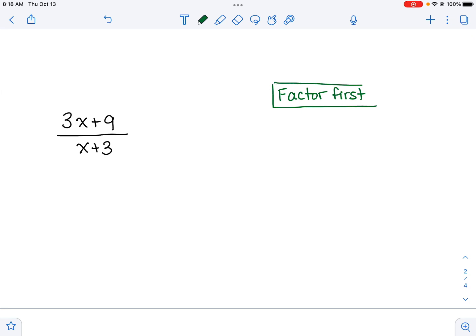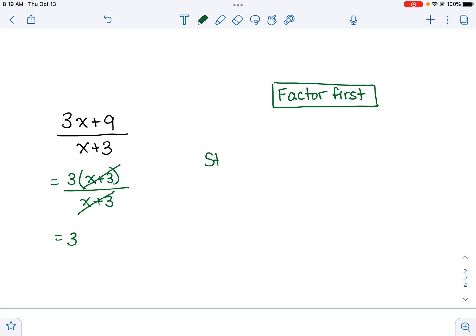So you're always going to have to do this. You're going to look at the top and ask, is there anything I can factor? Is it a trinomial? Is it a difference of squares? No, but they both have a common factor of 3. So I'm going to factor out a 3 from my numerator, leaving x plus 3, and the bottom stays the same. Now I can see they're both divisible by x plus 3, so I can divide the top and the bottom by x plus 3, leaving me with just a 3.